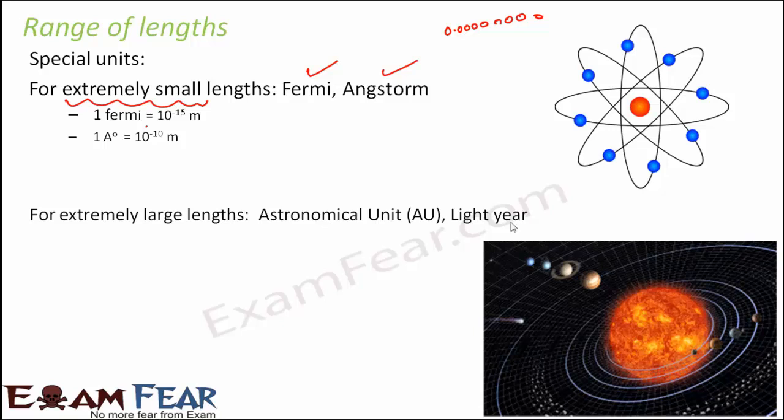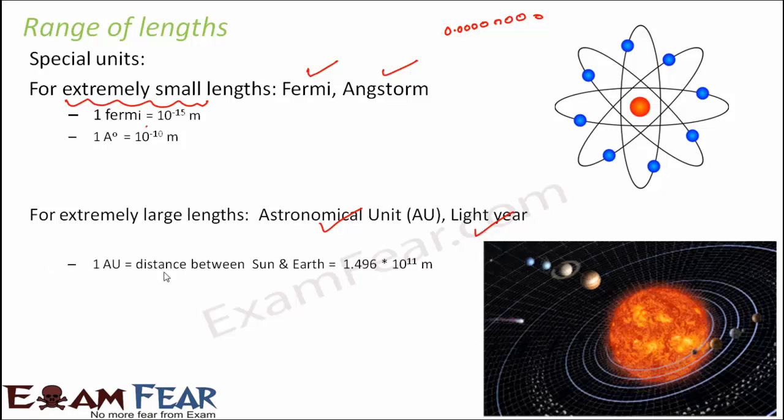There are certain lengths which are extremely large. For example, when you talk about the distance between two planets, or the distance between the sun and the earth, these kinds of distances are extremely huge. So the kilometer is again a very tiny unit when you talk about such huge distances. Here you have bigger units like the astronomical unit and the light year. These are units often used for huge distances.